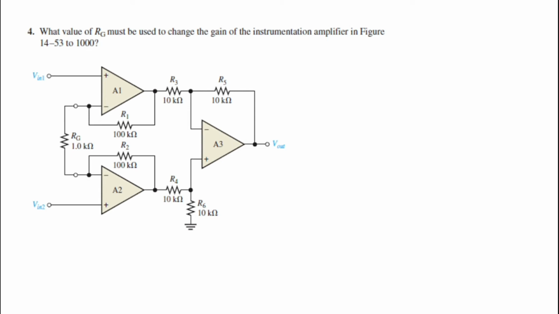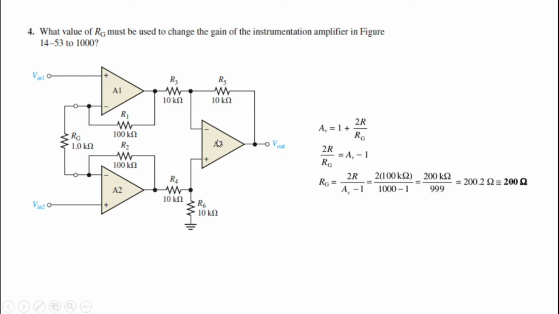In this case, your Rg value is unknown. Your closed loop gain is given by 1 plus 2R upon Rg. We need the overall gain as 1000, and you need to identify your Rg. You know your R, which is equal to R1, which is equal to R2, so it is 100 kilo ohms.